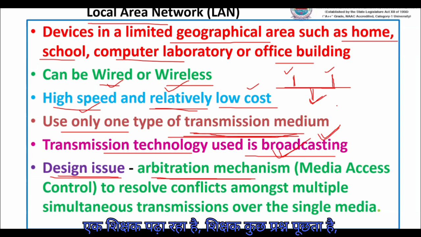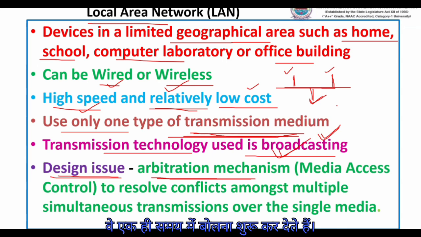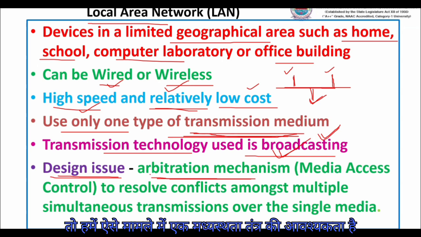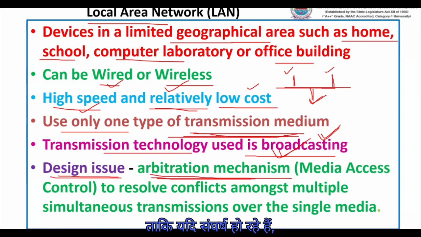For example, if so many students are there, one teacher is teaching, the teacher asks some questions, more than one student knows the answer, they start speaking at the same time. And the result will be a collision between whatever they are speaking, and the teacher will not be able to understand what they have said. So we need an arbitration mechanism in such a case so that if conflicts are occurring, they should be resolved.